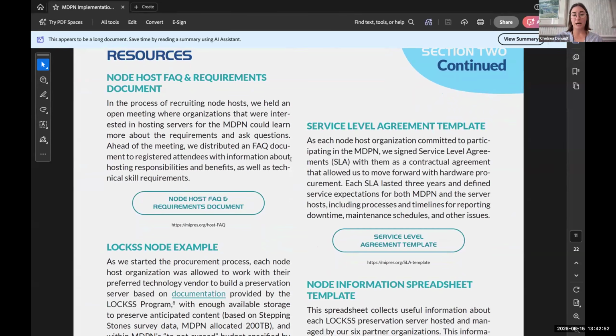Our node host FAQ and requirements document, which we created when we were looking for our several distributed server hosts across the state. We held an open meeting with stakeholders from the cultural memory field across Michigan to sit down and ask us questions about what is LOX, what is digital preservation, what kind of skills should server hosts have. And it was a really wonderful open dialogue that also featured folks from the LOX program who were able to speak authoritatively about the software, and included a colleague of ours from the Alabama Digital Preservation Network, which has been around much longer than the MDPN, to talk about what the day-to-day maintenance looks like. And so it was really important for us to have the people and the information to answer questions that we might receive from server hosts.